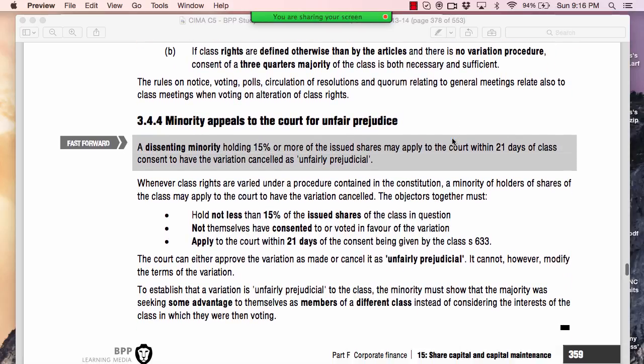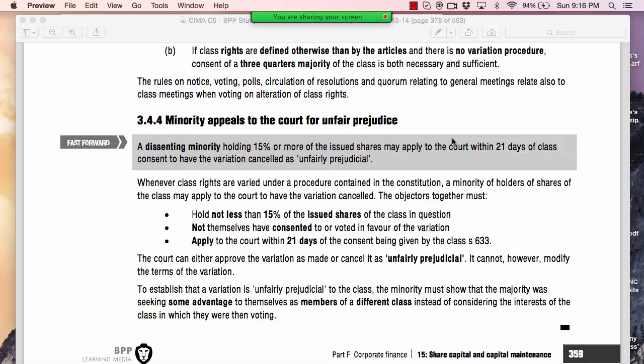Okay. Now, minority appeals to the court for unfair prejudice. What does this mean? A dissenting minority holding 15% or more of the shares may apply to the court within 21 days of consent to have the variation cancelled. What does this all mean? Now you have got 3/4 of people agreeing to go ahead with this variation.